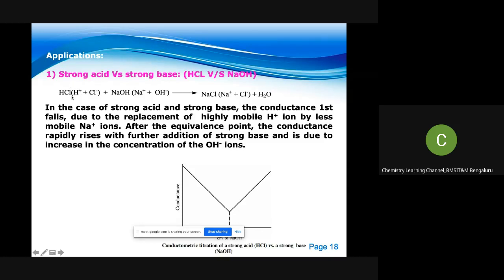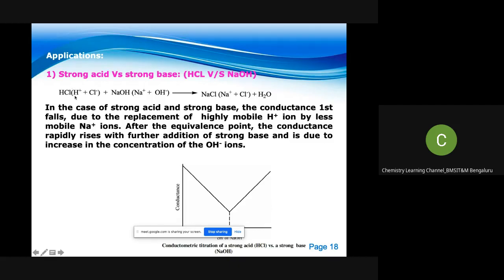So I have H+ here and I have Na+ here. On adding NaOH, this slow moving Na+ ion replaces the fast moving H+ ion, combines with Cl- and forms NaCl. And this OH- ion combines with H+ and forms water. So what happened? The slow moving Na+ ion replaces the fast moving H+ ions, and combines with Cl- and forms NaCl. And water is formed by H+ and OH-.